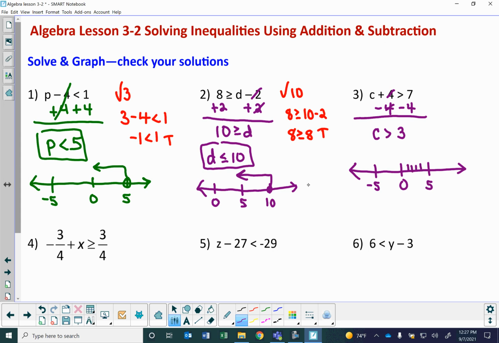I'm going to put my 1s in there just because I want to make sure that I'm at 3. So 1, 2, 3. I need an open circle. Make sure it looks open, and a line that goes to the right because it points to the right this time. Greater than goes to the right. And again, I should check it.